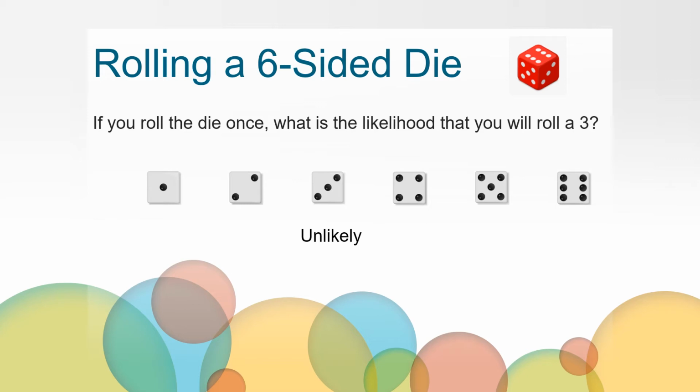In fact, it is unlikely for you to roll any of these numbers if you roll the die one time because each number appears exactly once, and there are always 5 other numbers that you could roll. In other words, it is more likely that you do not roll a 3 than you actually do. Now, what if I ask you this question? What is the likelihood of rolling an odd number?